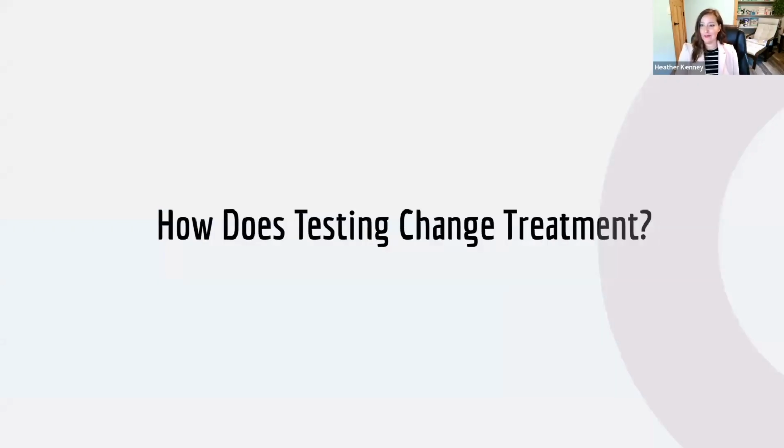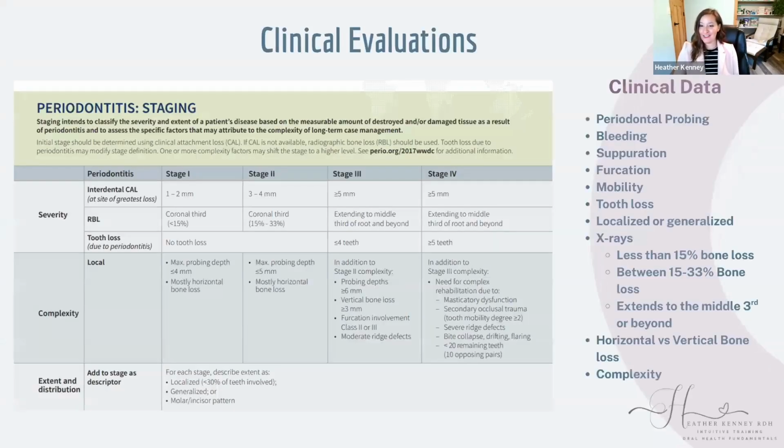How is it going to change my treatment? And in all honesty, it's not going to change your treatment. You still have to assess your patient and look at the clinical evaluation of your patient. So we have staging and grading now, which actually takes into account that systemic aspect for your patient. So we should be perio charting, and we're going to be treatment planning our patients according to how they're clinically presenting for that. So we should be probing.